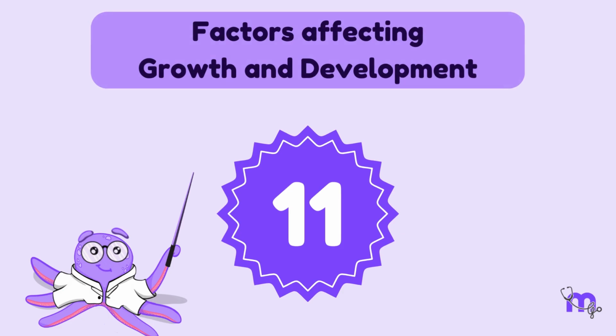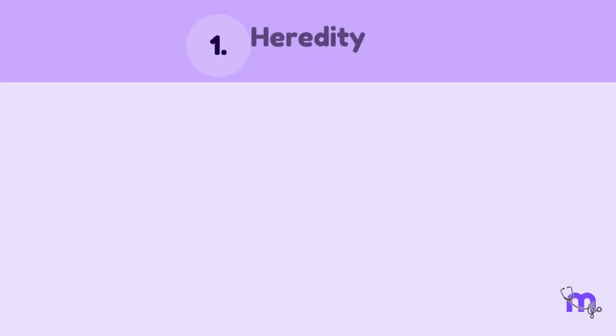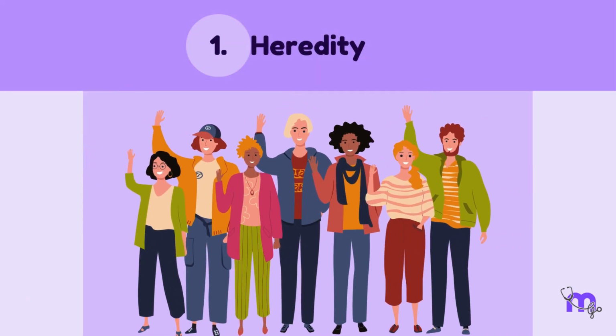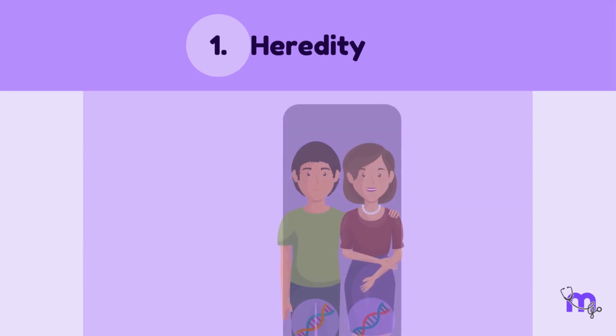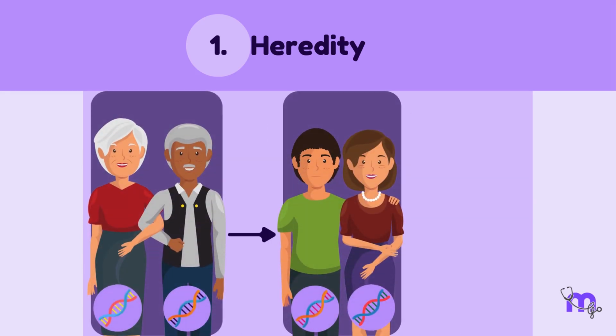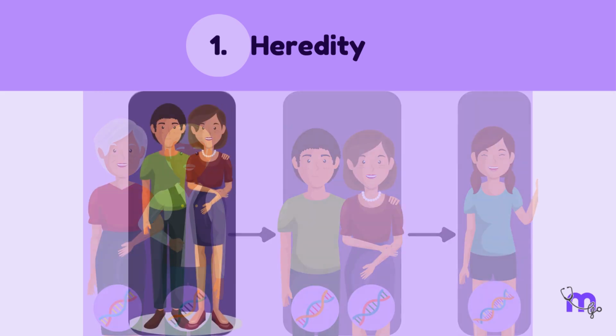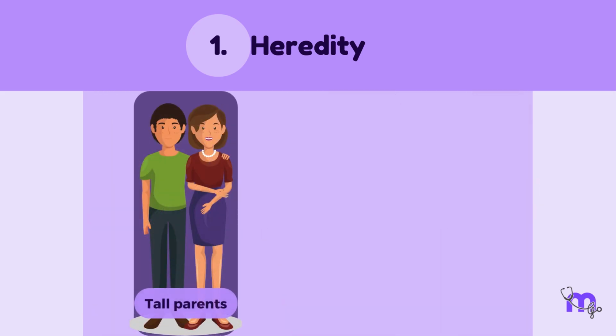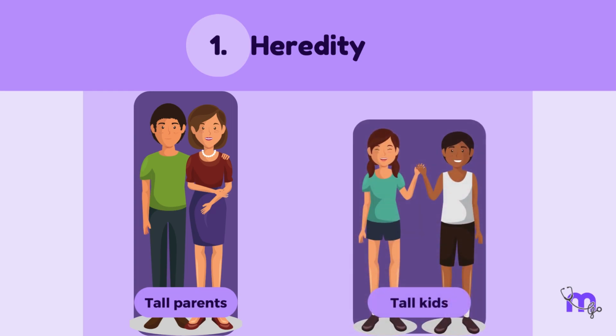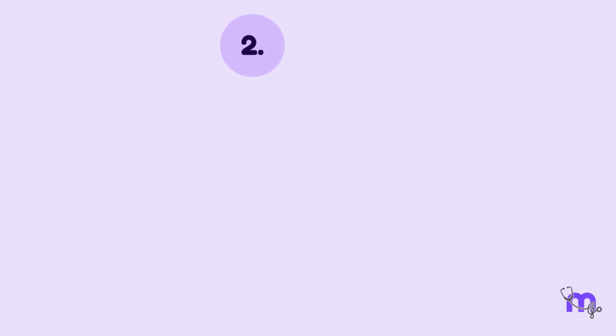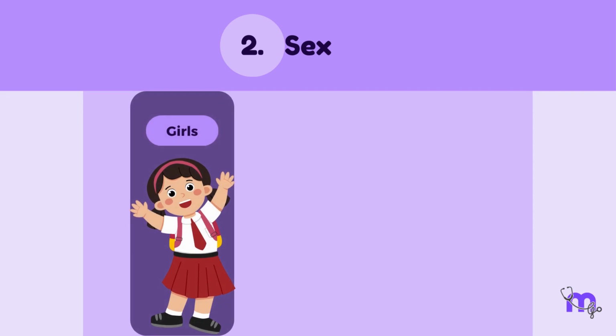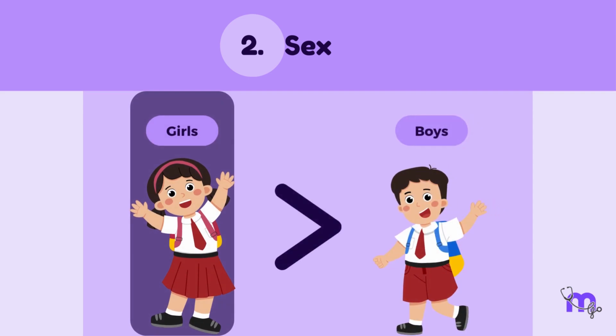11 factors determine growth. Let us discuss them one at a time. First is heredity. Growth is not the same for everyone. Our parents and our grandparents' genes act as blueprints for our growth. For example, tall parents usually have tall kids. The second factor is sex. Girls attain maturity faster than boys.